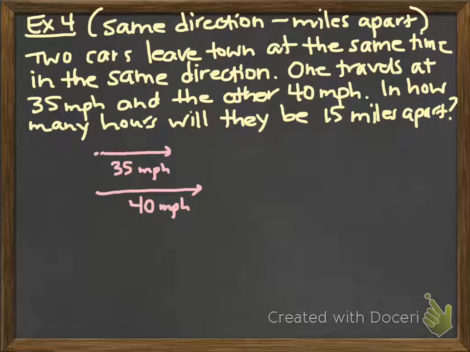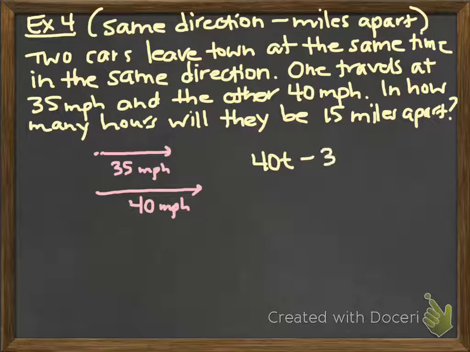Okay, so after 1 hour, one's gone 35 miles, one's gone 40 miles, so they're 5 miles apart. After 2 hours, they would be 10 miles apart. After 3 hours, they'd be 15 miles apart. So in this case, it's actually kind of easy to figure out. But if you're going to do it with the equation, you take the higher one, which is the 40. 40 times the time. We don't know what the time is. We'll just pretend we don't know.